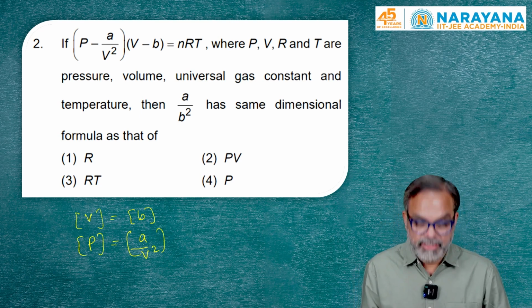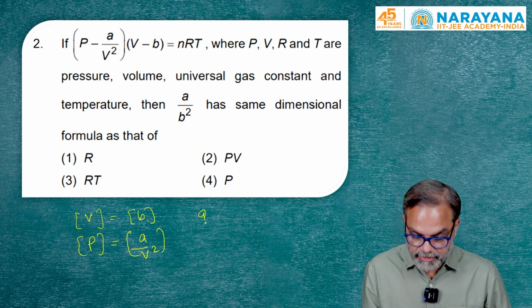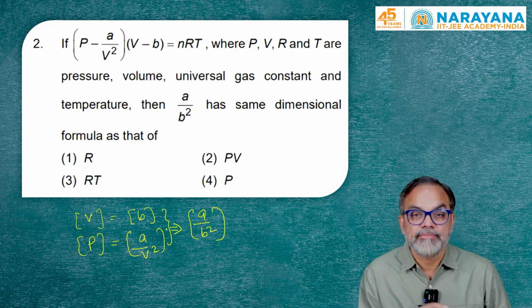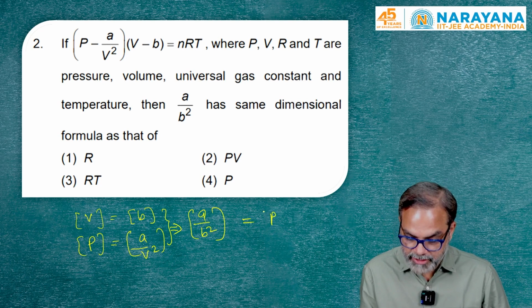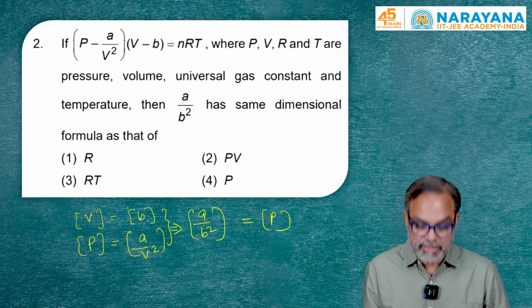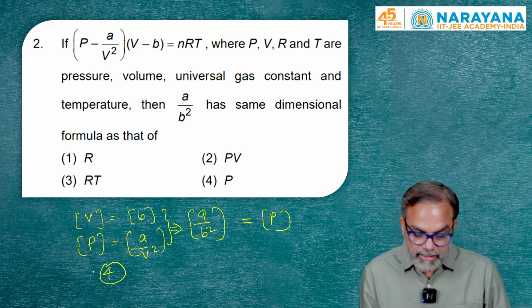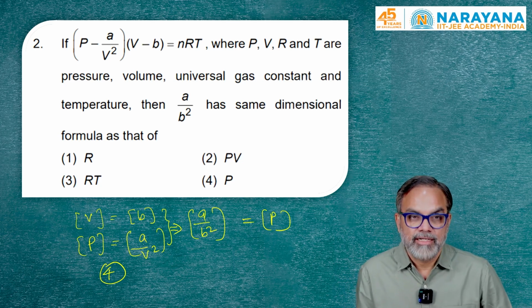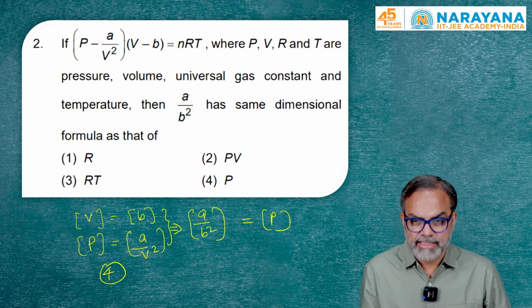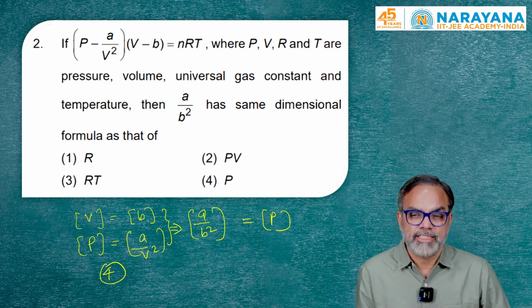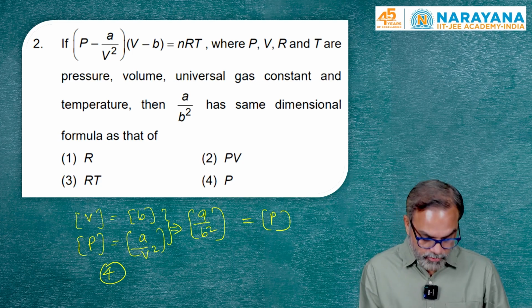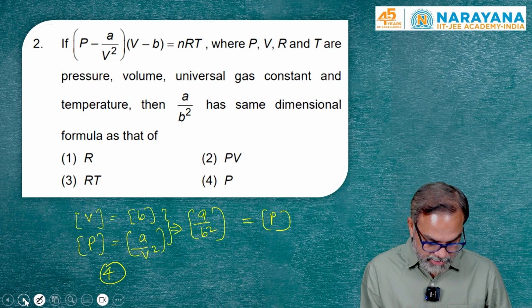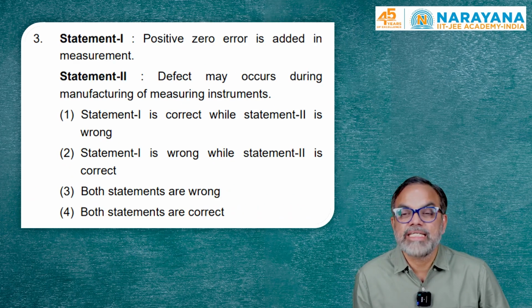Now what are we supposed to find out? We are supposed to find out the dimension of A by B square. If we make use of these two relations, I get this as pressure. It has the same dimension as that of pressure, so the answer is fourth. Again, my rating will be, it is just a moderate question. As far as classification is concerned, we'll be classifying questions into three categories: easy, moderate, and tough. Right, students?